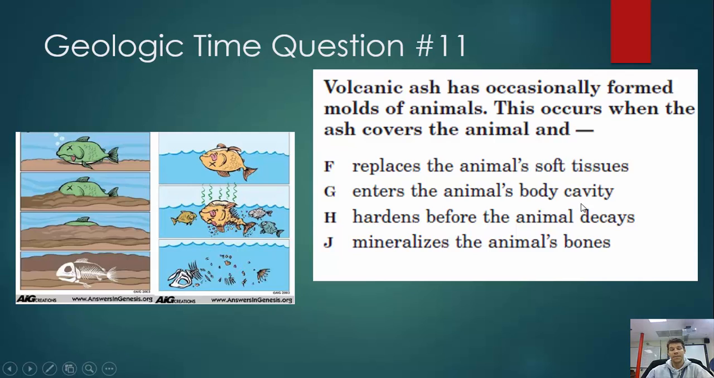It's not the answer. Hardens before the animal decays. So a mold would definitely form if the mold hardened into rock before the animal decayed, like this picture. Mineralizes the animal's bones. Also an interesting way they explain that, and they're trying to get you to pick the wrong answer here, but pick the obvious answer. The answer here is H, hardens before the animal decays.